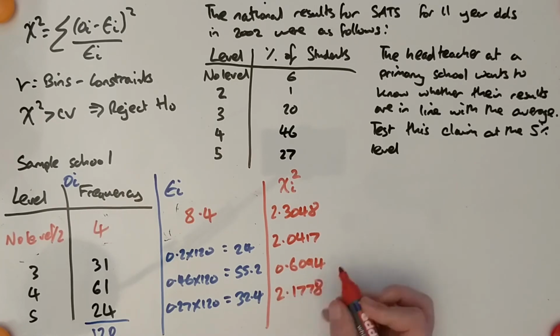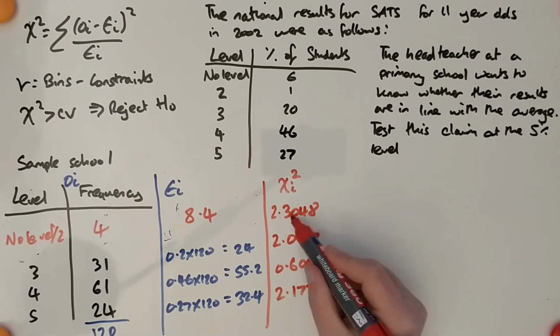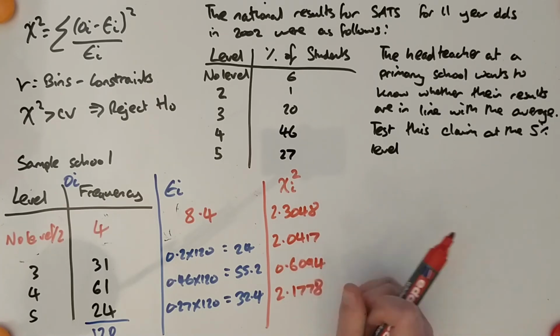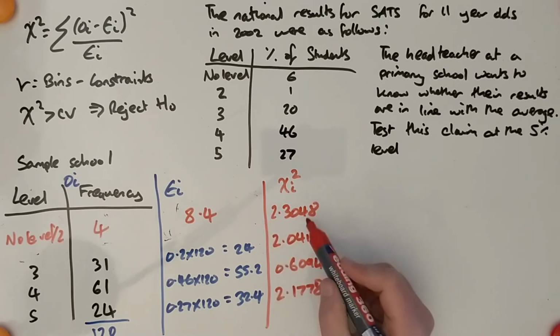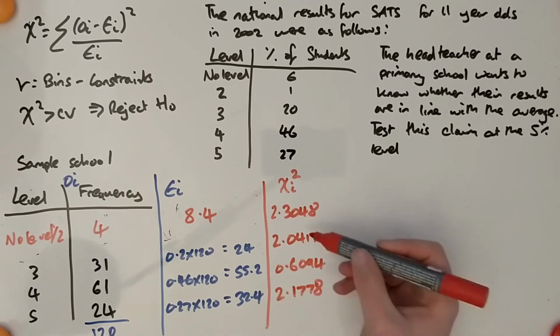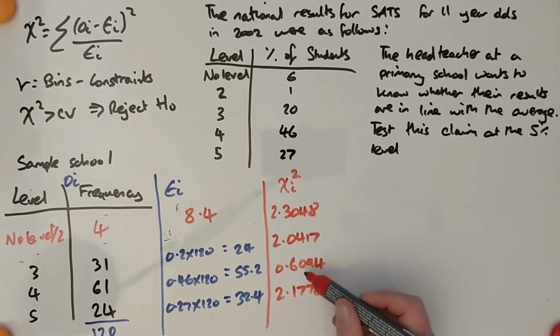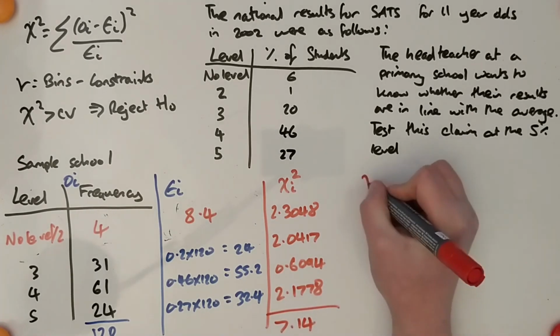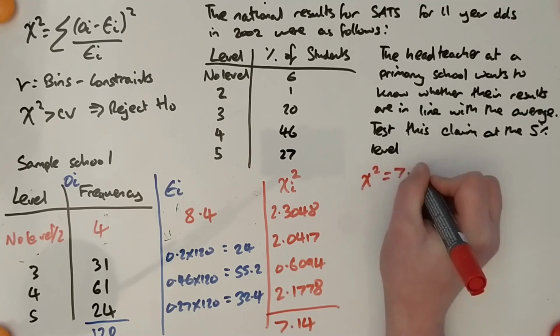2.1778. A reminder that the bigger value you get for each chi-squared means the more dependence there is in each cell. So this one is adding the most weight to my chi-squared value because it's got the biggest. This one is adding the least amount, so it's the closer to what we expect. Add those together, I get a final chi-squared value of about 7.14. So my chi-squared value equals 7.14.